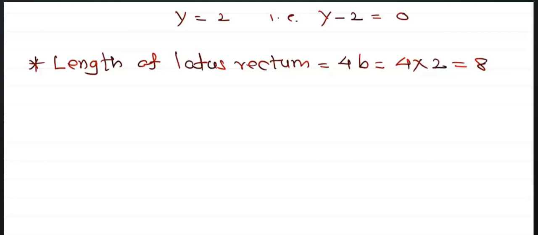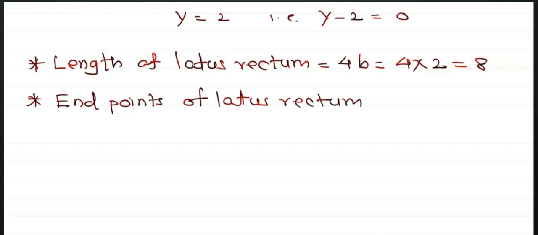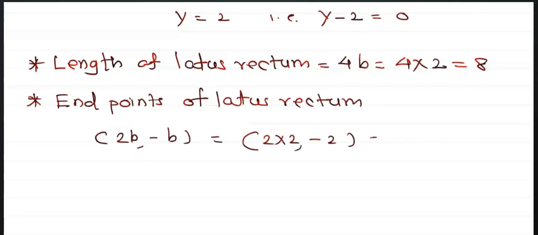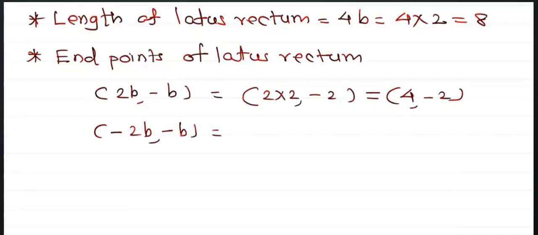Endpoints of the latus rectum. Now, in this case, that is 2b, minus b. This point is in the fourth quadrant, that is 4, minus 2, and next is minus 4, minus 2. This is in the third quadrant.